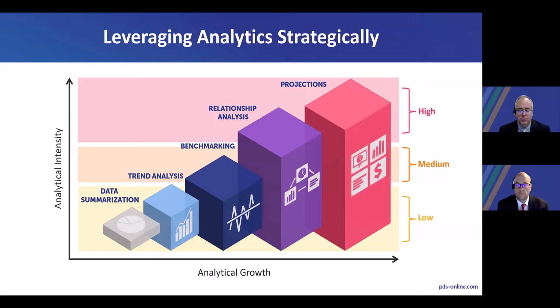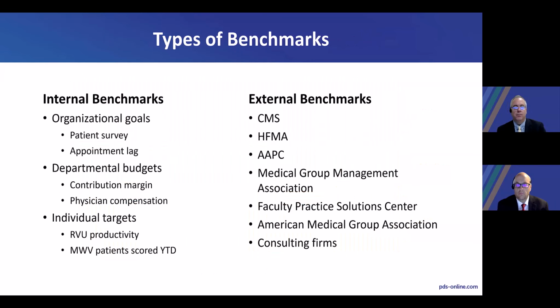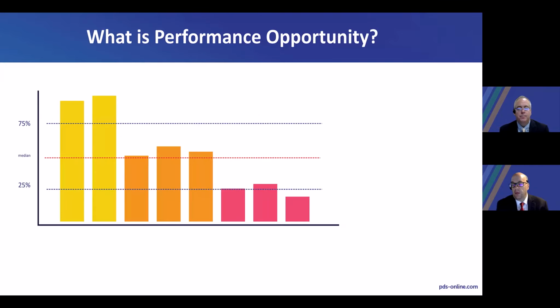Ideally, what we want to be able to do is project: what if we could improve? What if every physician could improve by 5%? What if all the physicians performing below, let's say, our internal benchmark could improve? There's a lot of different places that we can get benchmarks, but ultimately we want to use both internal or external benchmarks to understand where we are, to see if there aren't opportunities for performance gains.